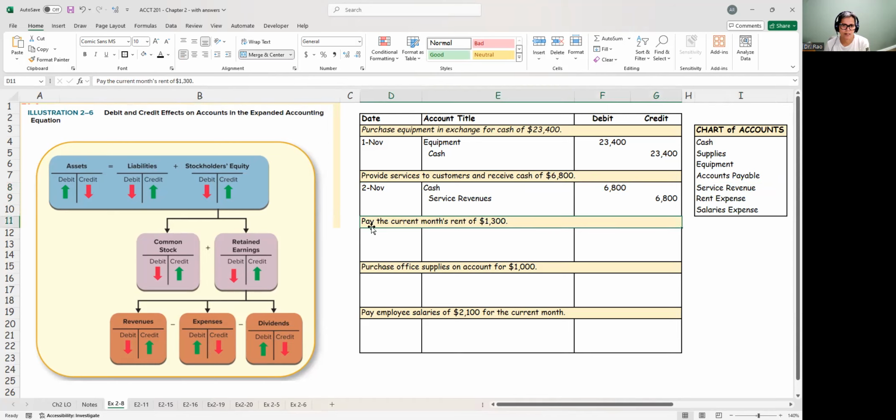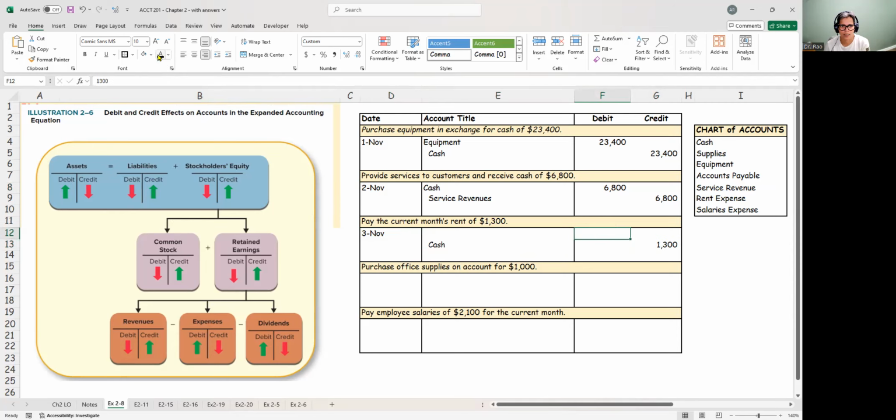Okay, so the third transaction is I pay the current month's rent, 1,300. So on November 3rd, I paid rent. What did I pay? I paid cash. Cash is an asset. Cash has decreased. The company has parted with cash. We have 1,300 less now because we paid. So I can go ahead and do the credit first. I'll write cash credit, 1,300.